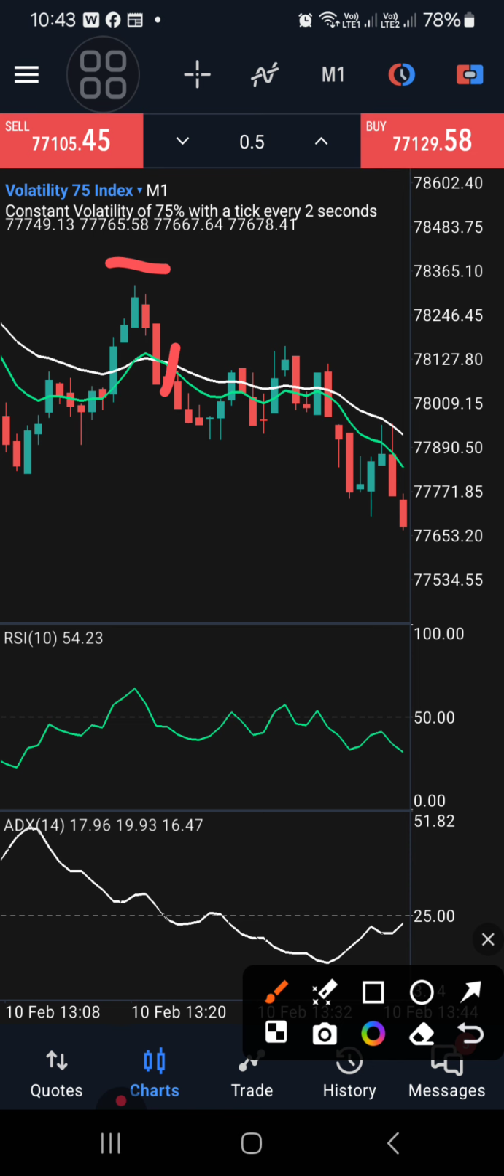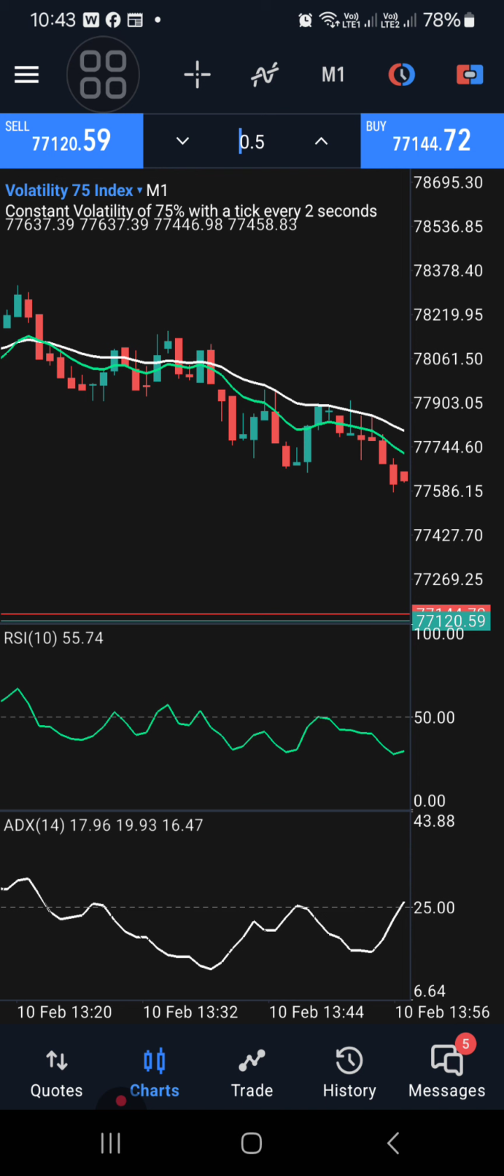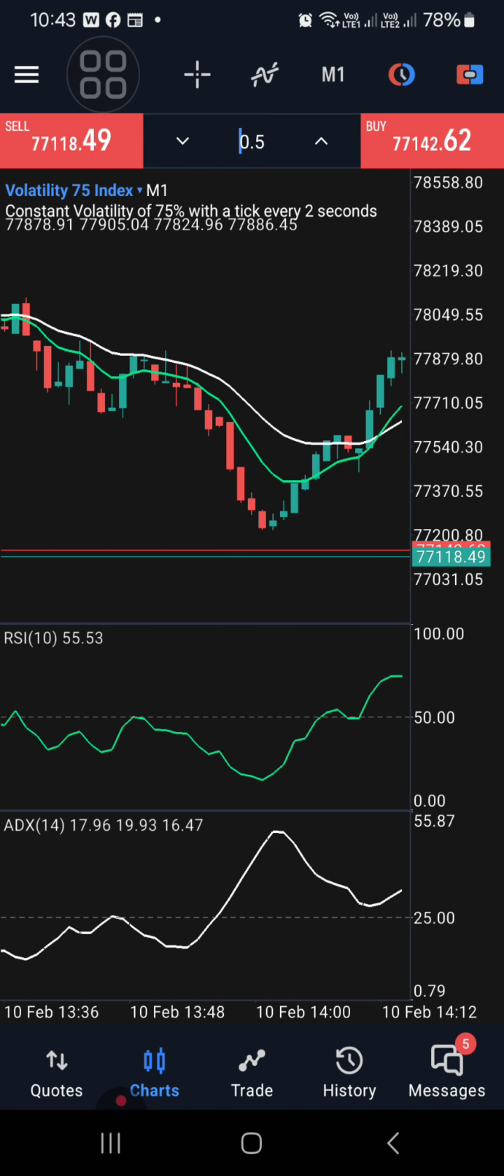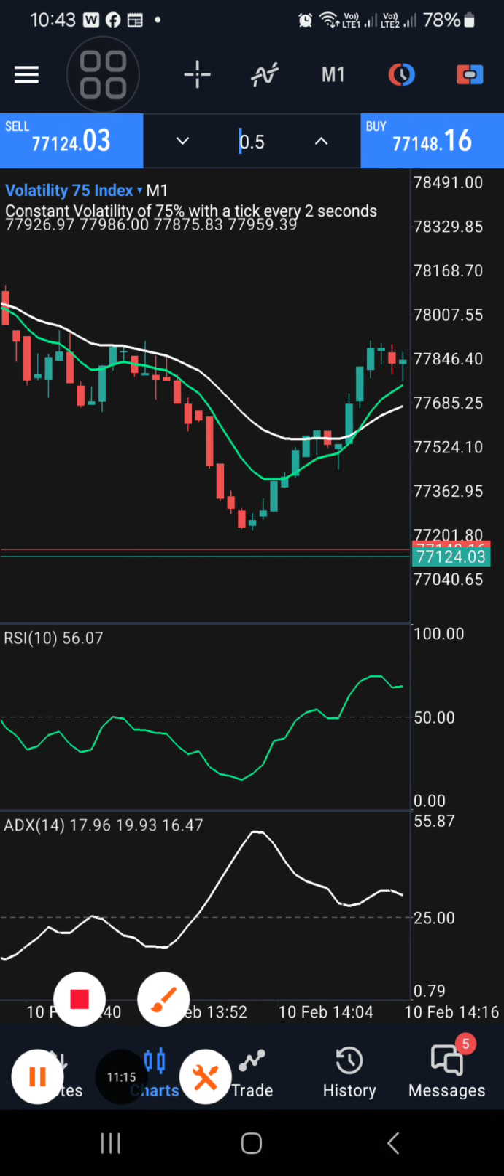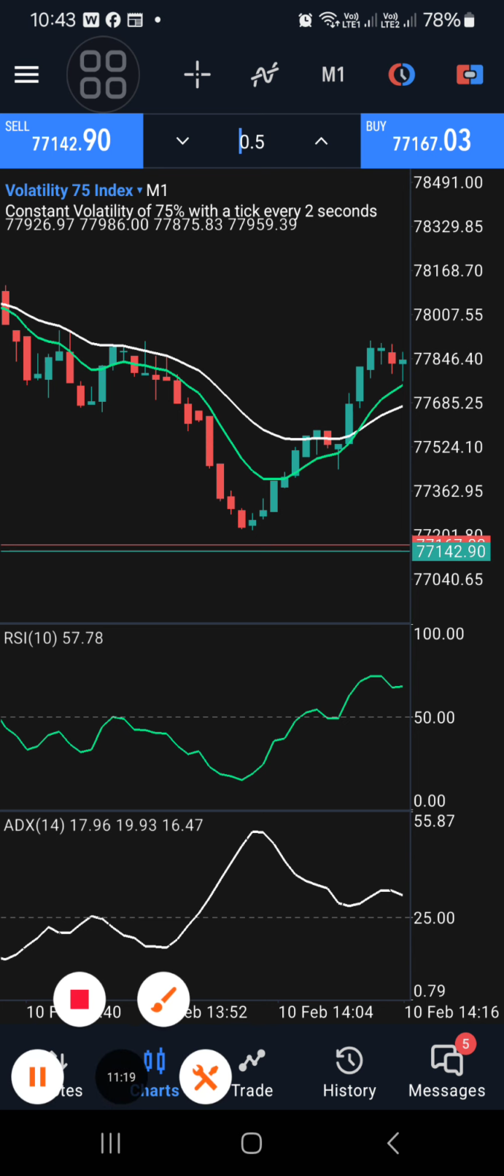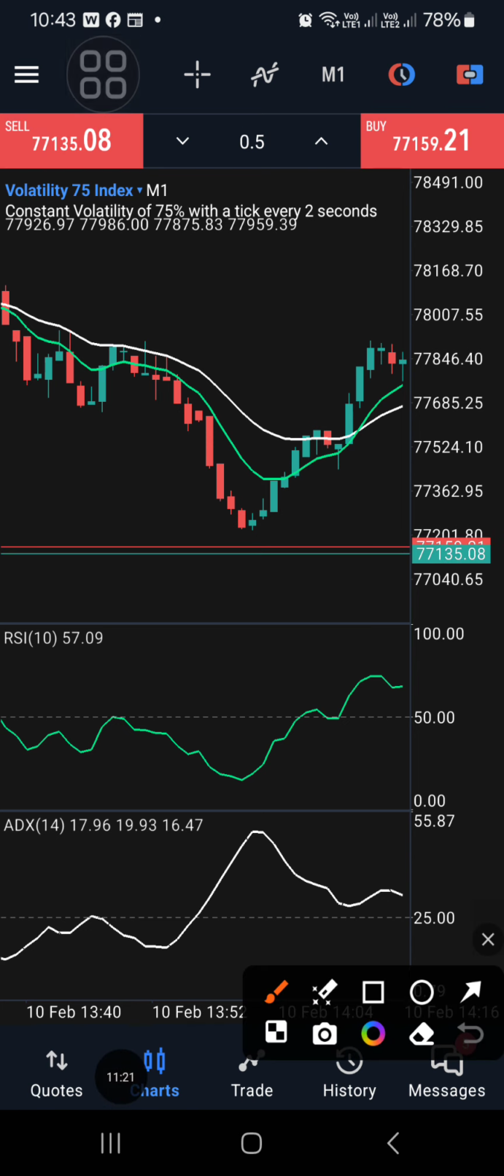Or we can use the moving average crossover as a trailing stop. You can see we're going to be in this particular market and only exit when the green moving average, which is our fast moving average, crosses above this particular level here.